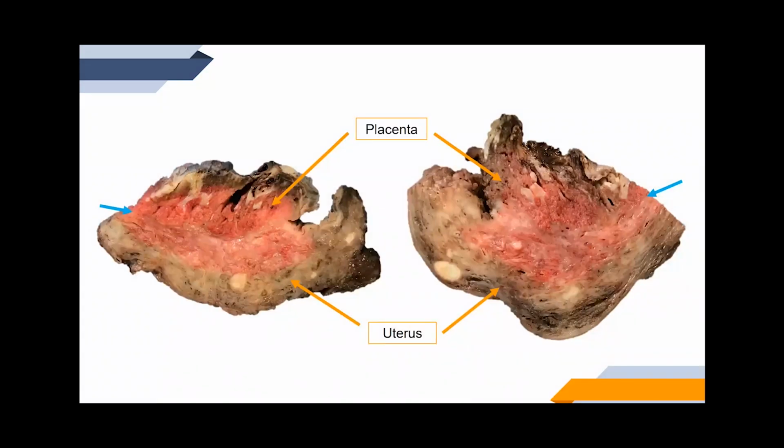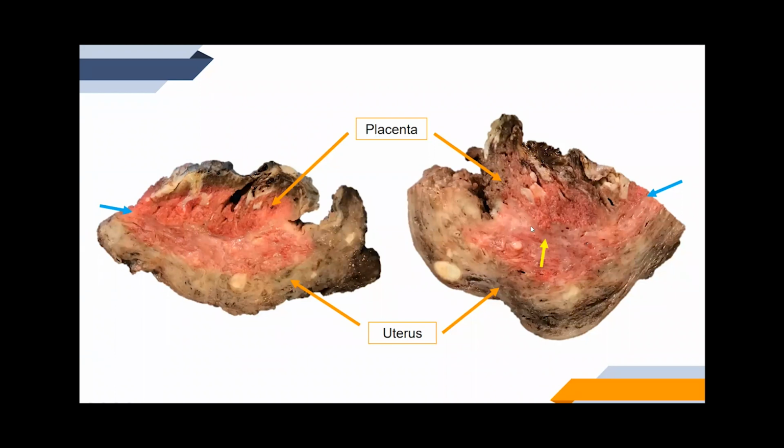Here are a few cross sections of what it looked like. On the top you can see the placenta, and the bottom is the uterus. The blue arrow is showing the interface between the placenta and the uterus. This one, on clinical history, was out for placenta accreta. You can see on the left-hand image that the interface is very smooth, versus on the right-hand image, it's a bit more irregular.